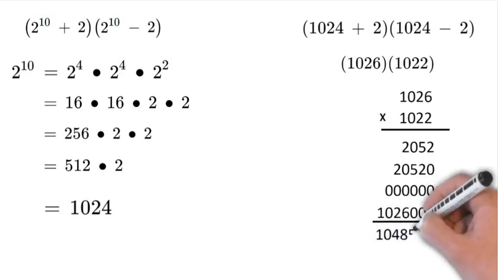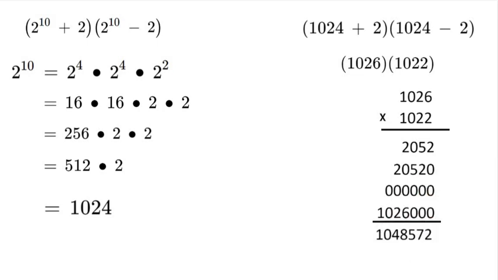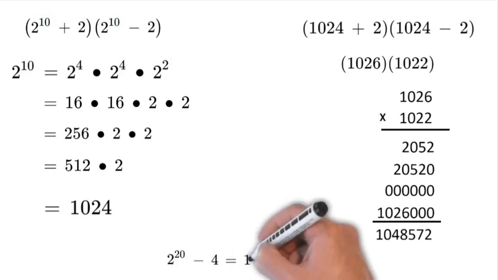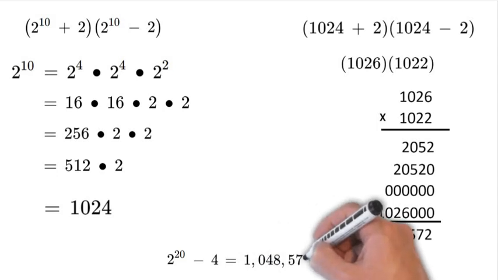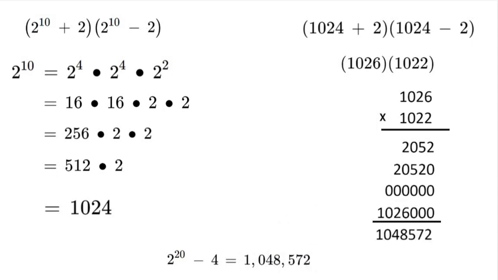And lastly, we'd add up our numbers and end up with 1,048,572. So therefore, 2 to the power of 20 minus 4 is equal to 1,048,572. And that's how you solve that one.